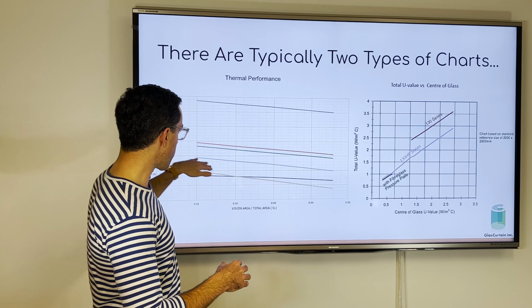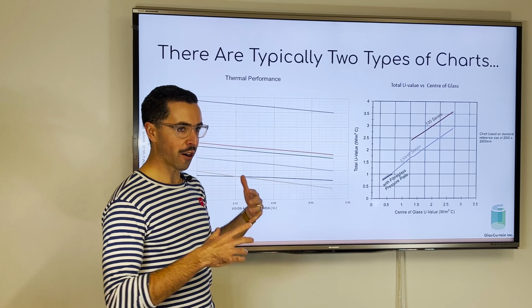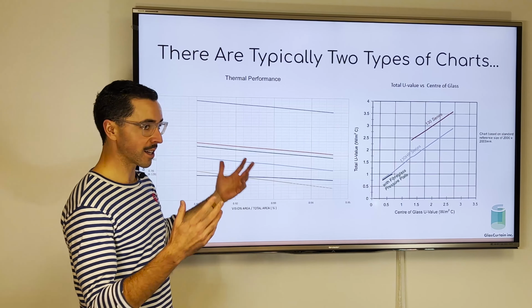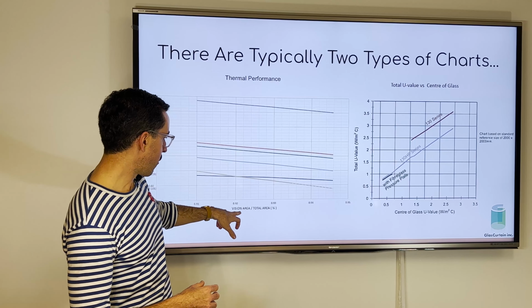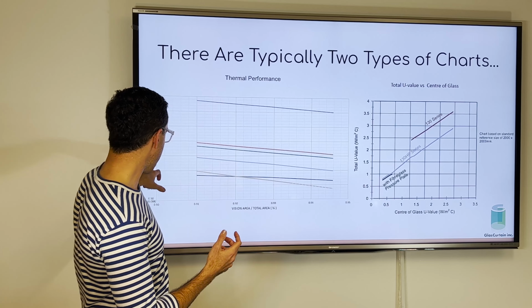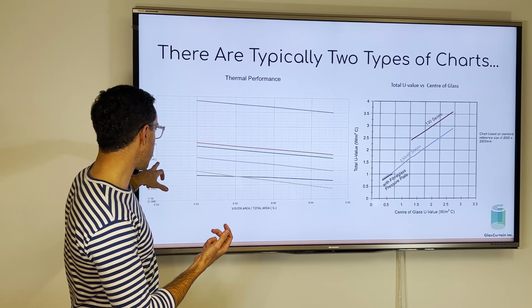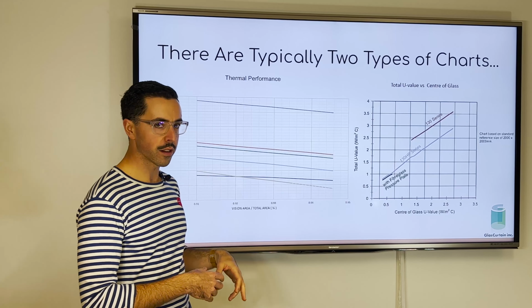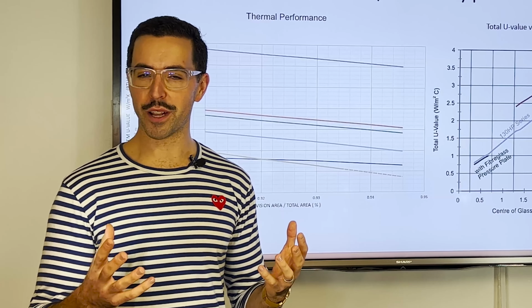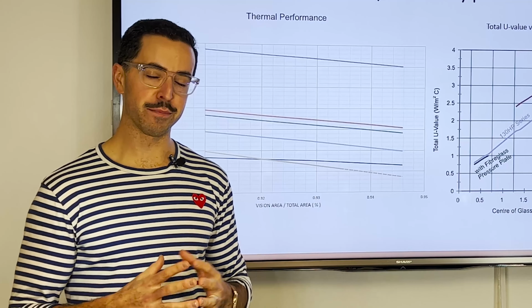And then you can just follow along the lines and see where the overall system U value will be. So for example, we would take vision area divided by total area of 0.92, go across, and we'd end up with, say, 0.76 overall U value on that light blue line. But let's figure out what this vision area and total area numbers mean and how we can apply them.